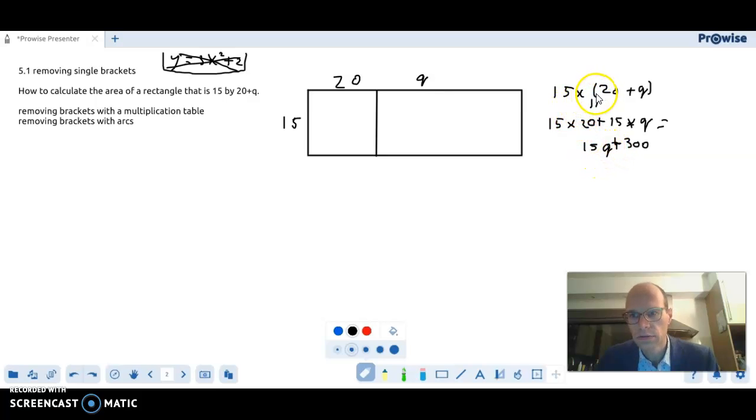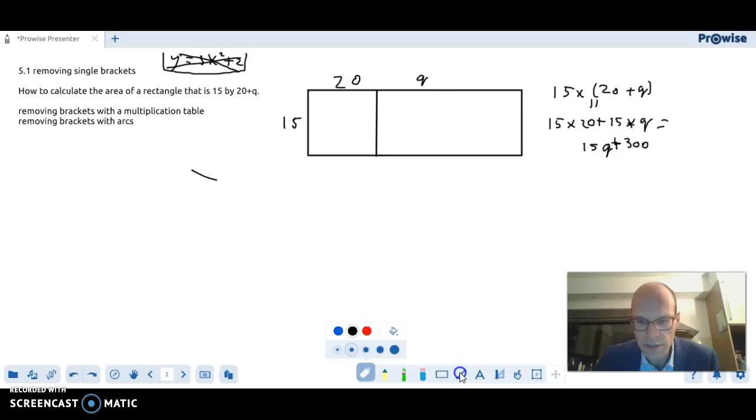And you can remove these brackets in easier ways than making a rectangle and writing down what is what and then making it into squares and continuing. One of these ways is a multiplication table. So we need to draw a table, and we're going to remove the brackets. This one, 15 times 20 plus q, and then we're going to use a multiplication table.